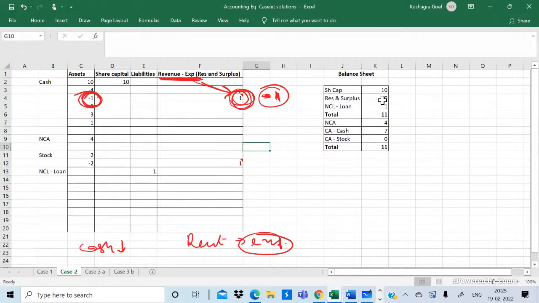So if you look at my reserves and surplus, that is what I've done. Reserves and surplus, it's F12 minus F4. F12 is the profit that I'm generating worth 1, and F4 is the expense that I'm incurring worth 1 in terms of rent. So this one is income, this one is expense. Finally, my profits and losses are 0.